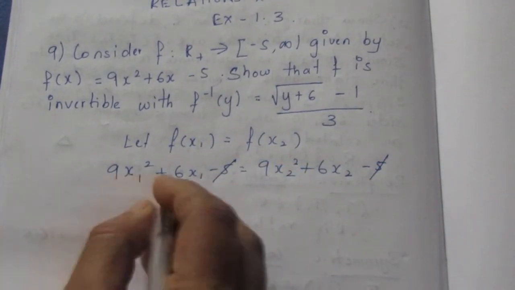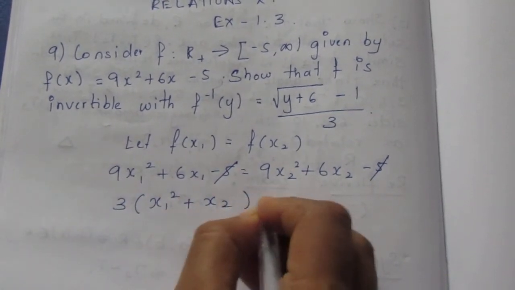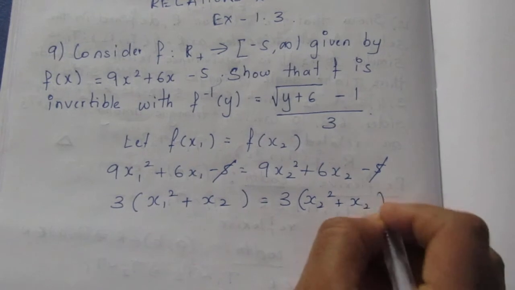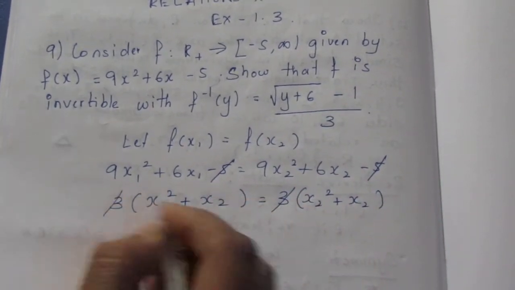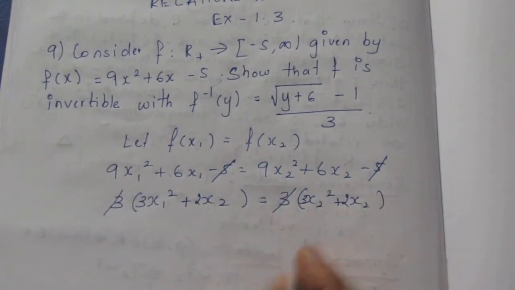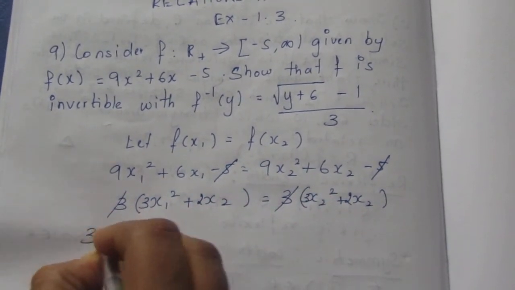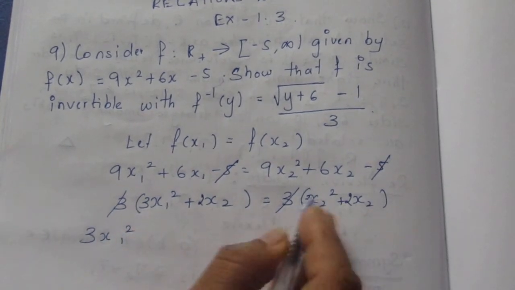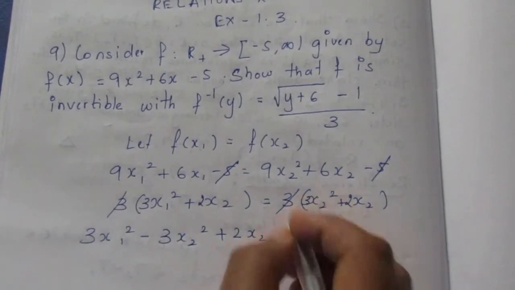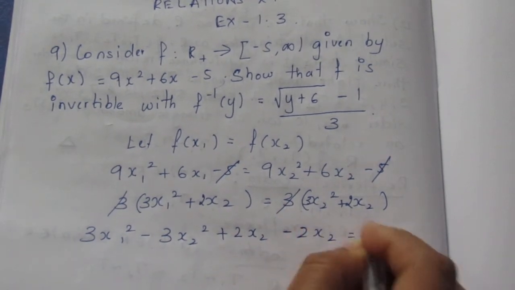Now this 5 gets cancelled. Here we can take 3 common outside. 3(3x1² + 2x1) is equal to, here also 3 common, so 3(3x2² + 2x2). Now 3 gets cancelled. Now bring x2 square to one side. Now bring everything to one side. Now here it becomes 3x1². If I bring this to the side, it becomes minus 3x2². Here plus 2x1. Here if I bring this to the side, it becomes minus 2x2 is equal to 0.